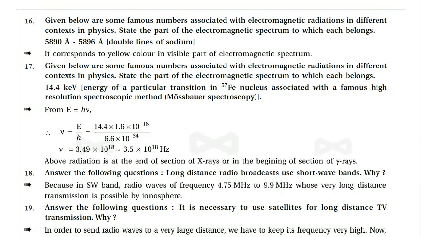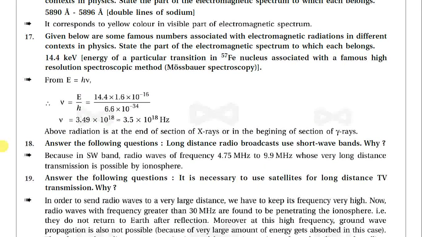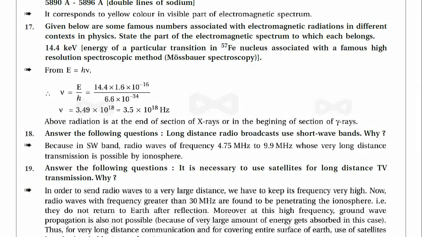Now, given below are some famous numbers associated with the electromagnetic radiation in different contexts in physics. State the part of the electromagnetic spectrum to which the 5890 Angstrom and 5896 Angstrom double line of sodium belongs. It corresponds to yellow color in the visible part of the electromagnetic spectrum. It is sodium light, which has a yellow line. We studied this in Newton's rings. These sources are used in Newton's rings, and due to this phenomenon we can measure the wavelength from the Newton's rings.